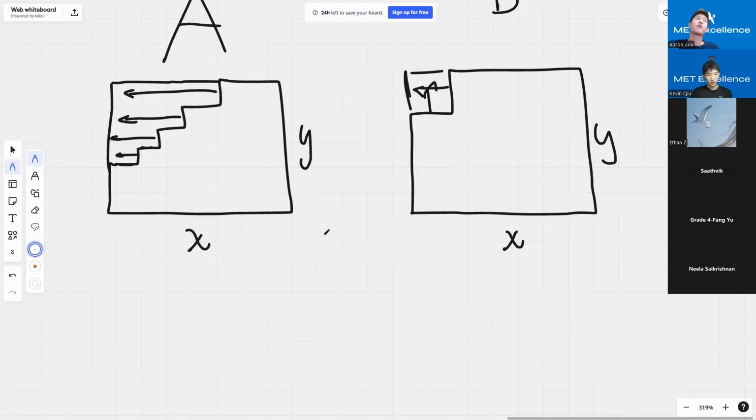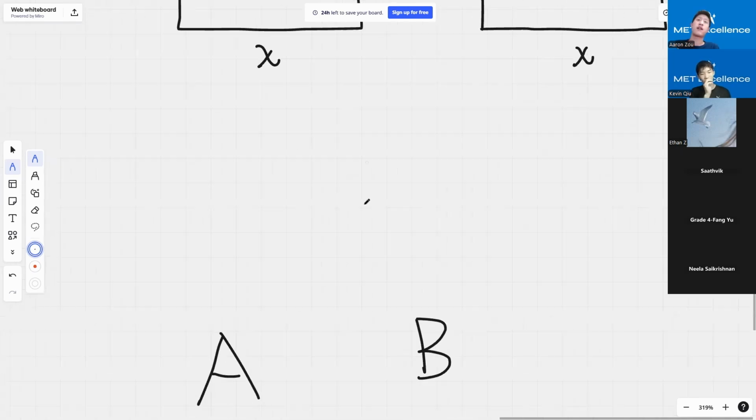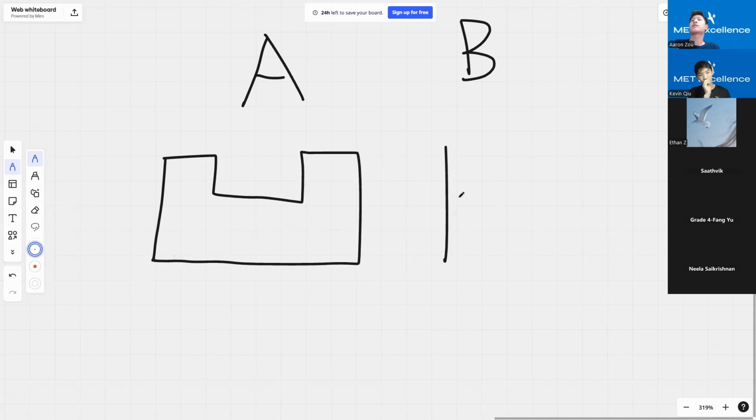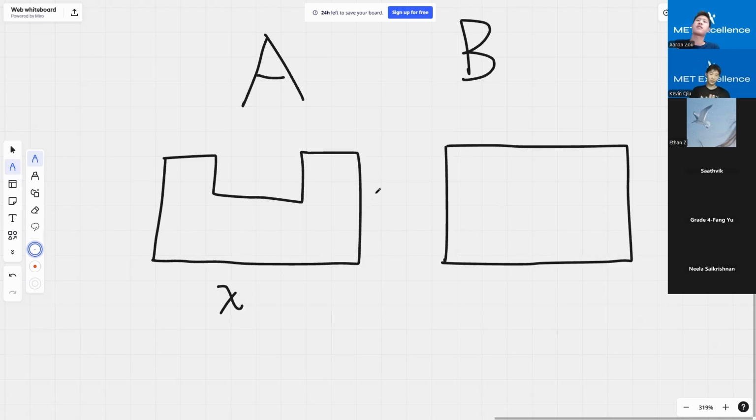So remember, if you're ever in doubt, make sure you shift sides to get the same shape. All right. So now back to the counterexample. Let's say the first shape looks like this, and the second shape is just a normal rectangle. And let's just say that they have the same dimensions again. So which quantity is bigger, A or B?